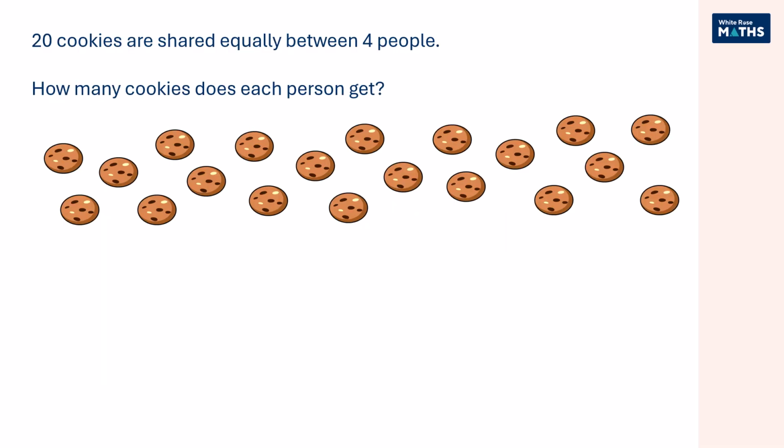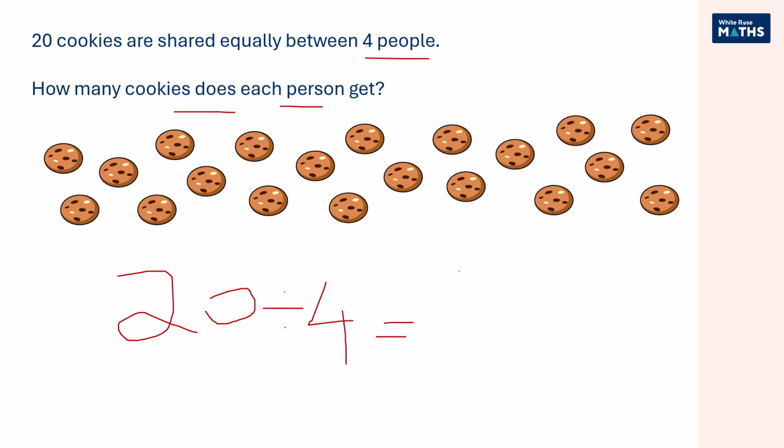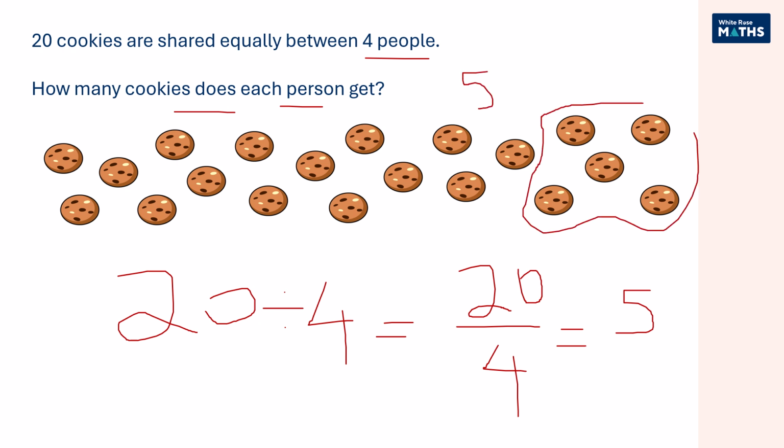Let's learn. 20 cookies are shared equally between 4 people. How many cookies does each person get? Well, I do 20 divided by 4. I can also write it as 20 over 4. 20 divided by 4 is equal to 5. Half it and then half it again. So each person gets 5 cookies.